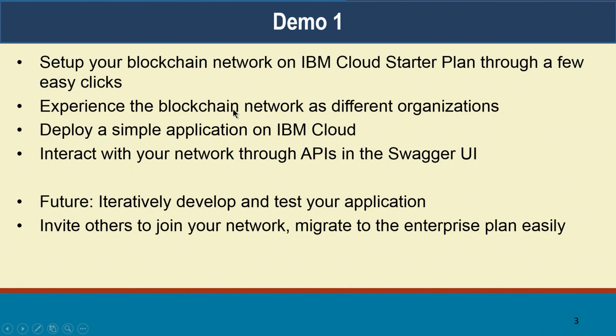In this demo, we are going to set up a network. We will play around with how different organizations will be part of this network and how they can experience it. The sample application will be in the next demo, and how you can interact with this network through APIs. You can also connect it with existing systems, so that you can do end-to-end business automation. There is also a neat Swagger UI that you get along with the network, so you can integrate it with existing systems.